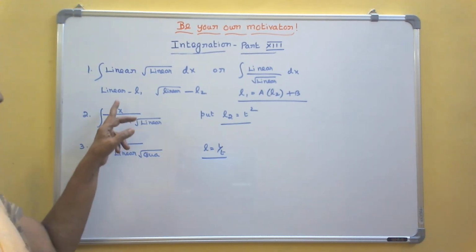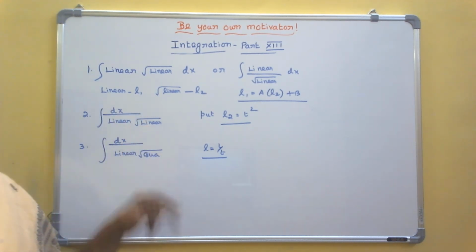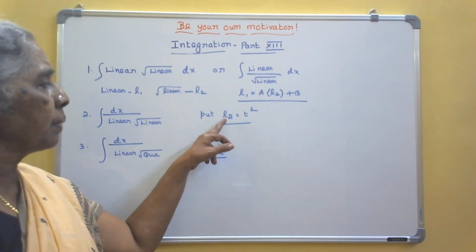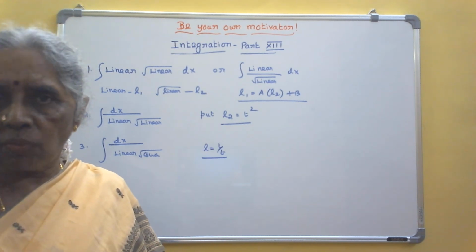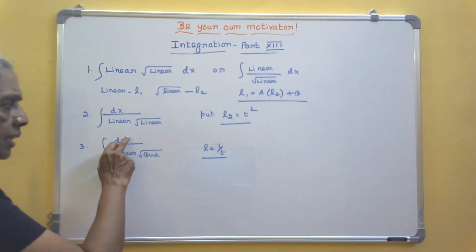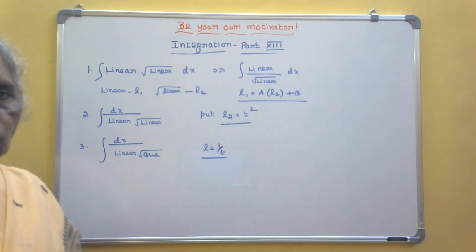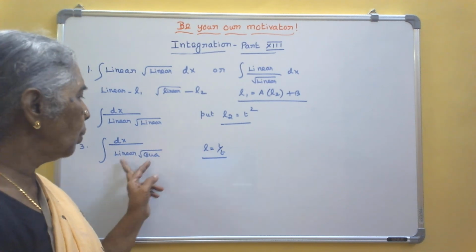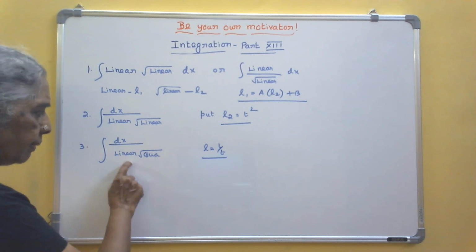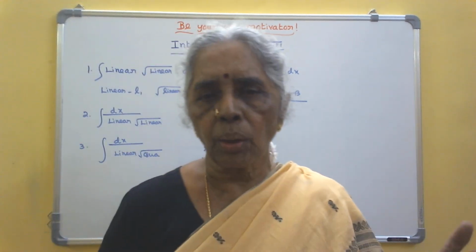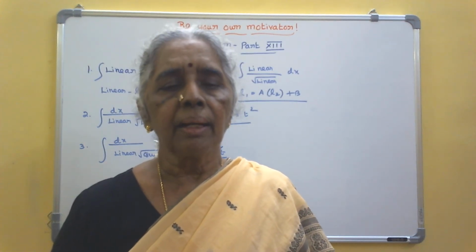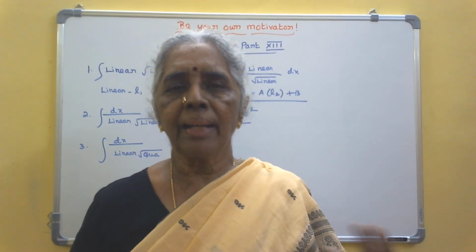The second one is dx by linear into root linear. That is, both the linear as well as the root linear are in the denominator. Now you substitute L2, that is whatever linear is within the square root, as t squared. The third one is, if the integral is of the form dx by linear into root quadratic, you write L, that is the linear, is equal to 1 by t, and then you proceed. Actually this third one, you have one sum in your miscellaneous exercise in NCERT. You practice that. Then let us meet in the next video.